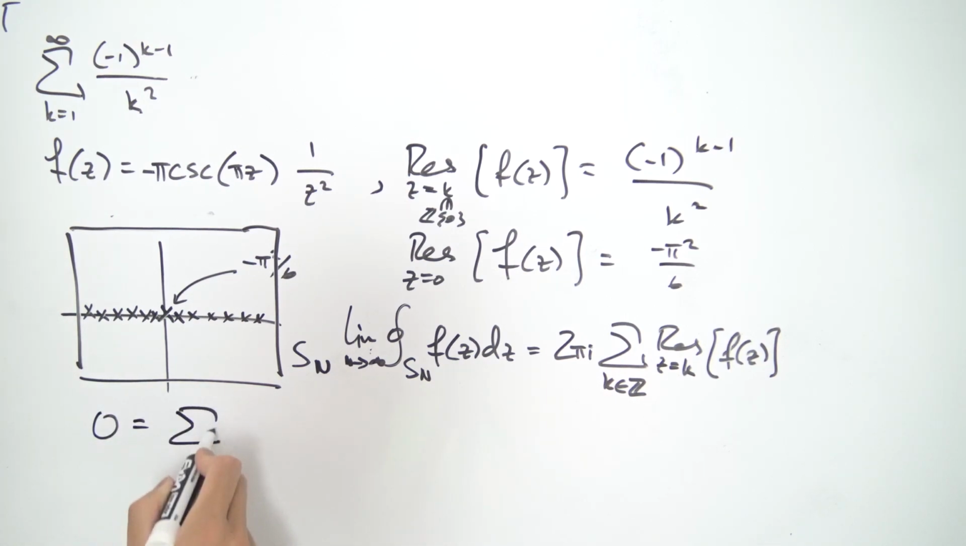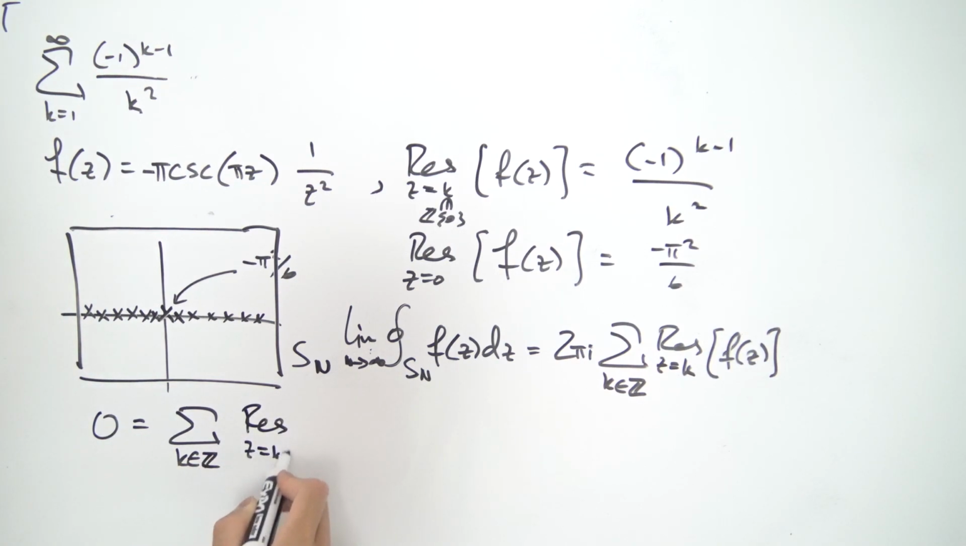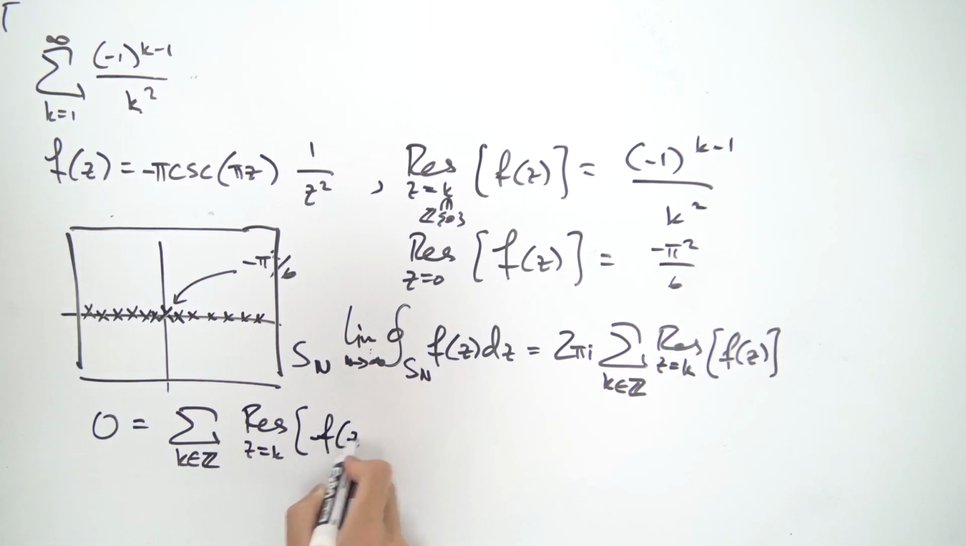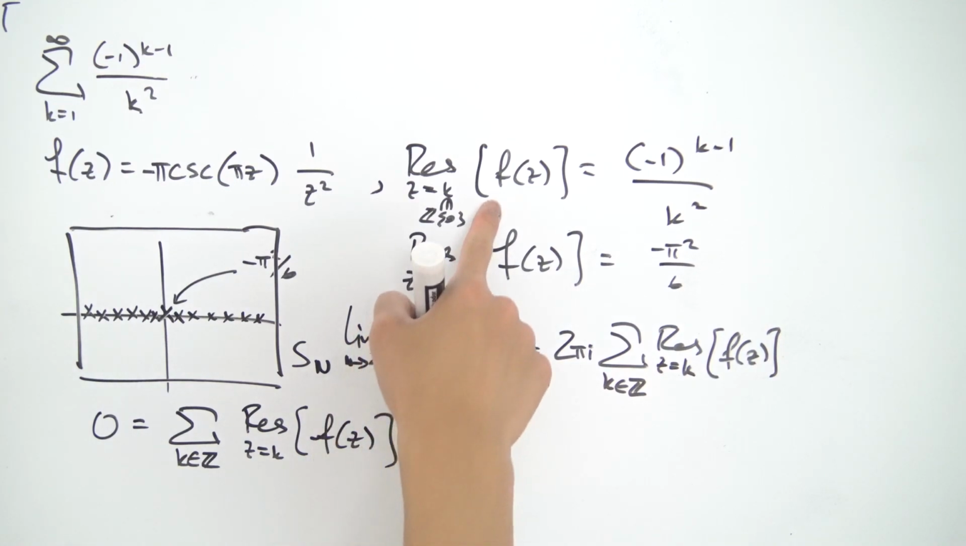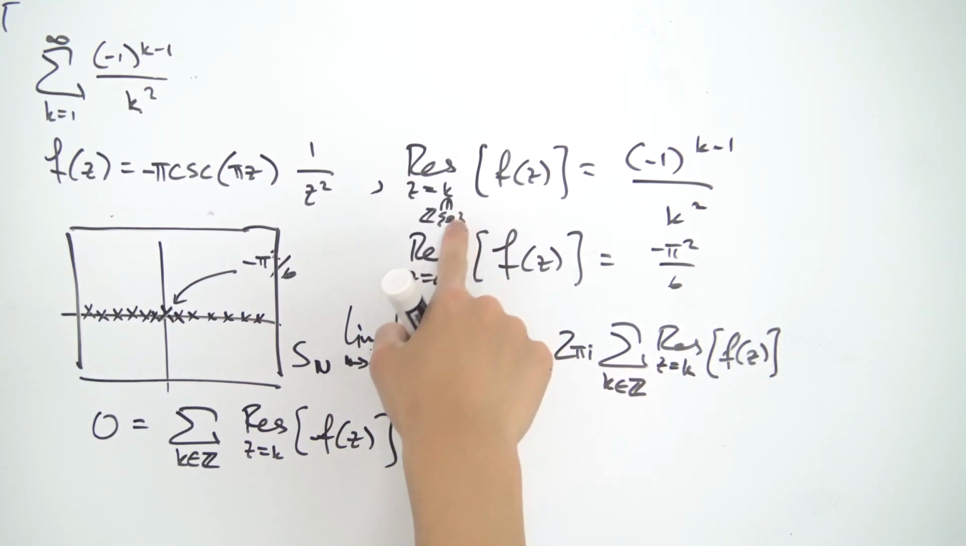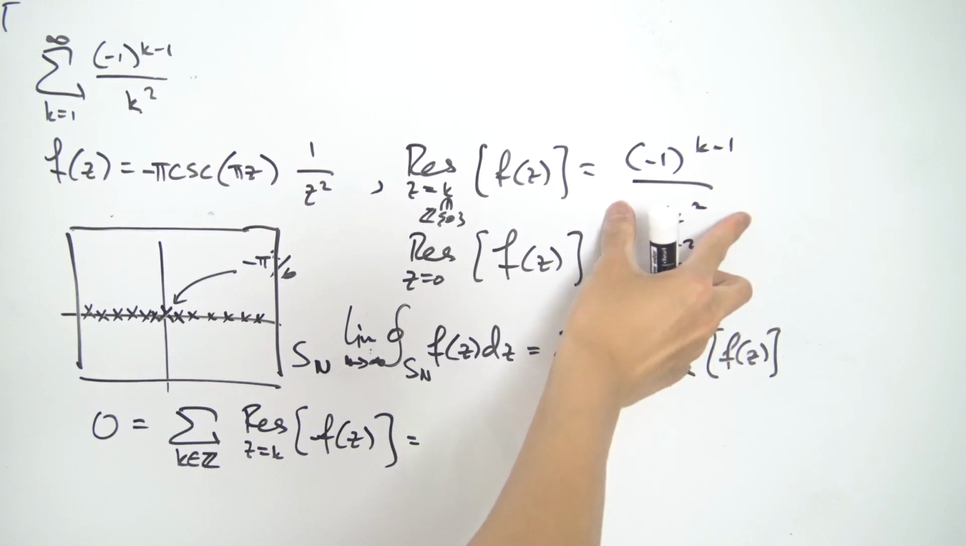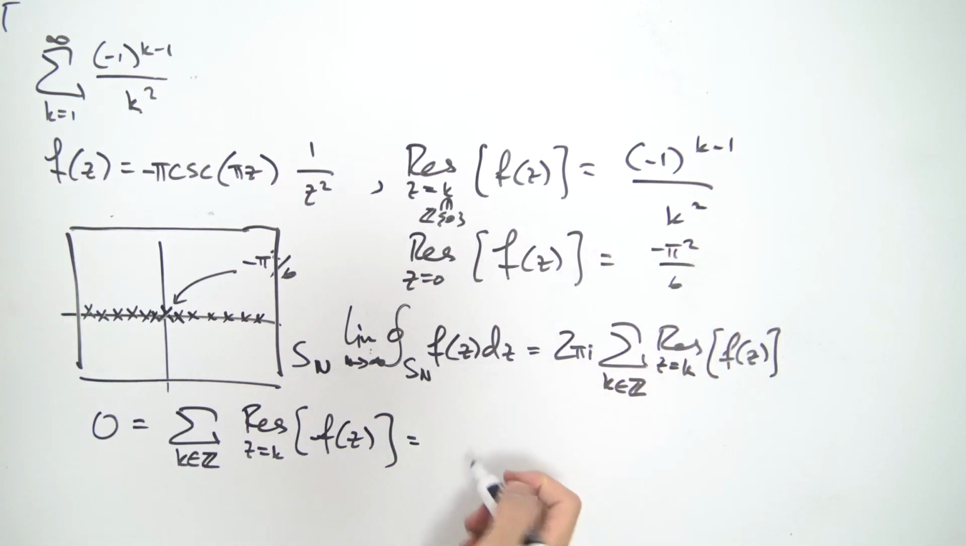leaving us with 0 being equal to the sum running along the integers k of the residue at z equals k of our function f of z. And what are the sum of the residues? Well, we already know what these residues are, we just need to add them all together. So this is equal to, first of all, we have the sum running along the integers excluding 0. So we know what this result is. This is for the integers excluding 0.